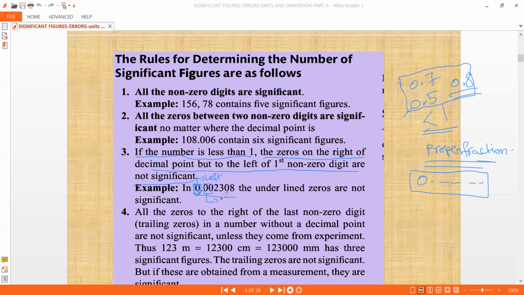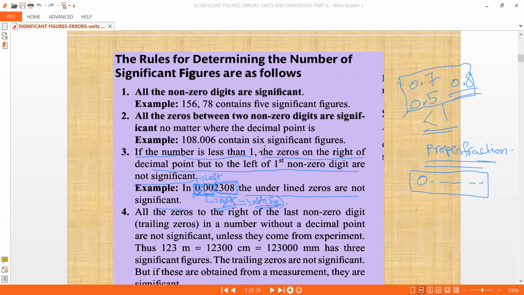These are the zeros on the right. These are not significant. These don't carry any kind of significance. These zeros will not count inside the significant figures. So this is what you have to understand. And again, this 2308 will be the only significant part. So before 2308, whatever zeros are coming, they are not significant.